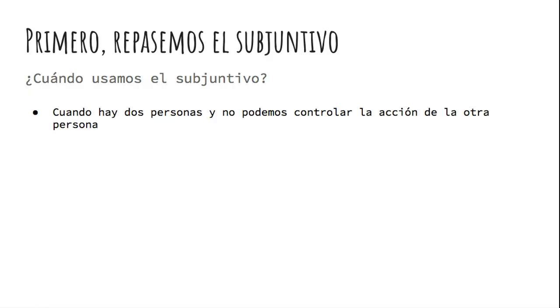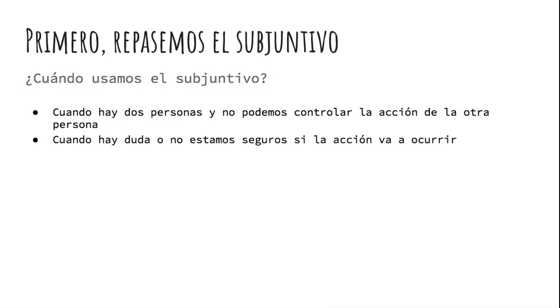As we already learned, you use the subjunctive when there are two people and we cannot control the action of that other person. Because we are unable to control the action of others, we have doubt or we are not sure if the action is going to occur. That is the key factor of the subjunctive, is when we have that doubt of that action occurring. Let's look at some examples.